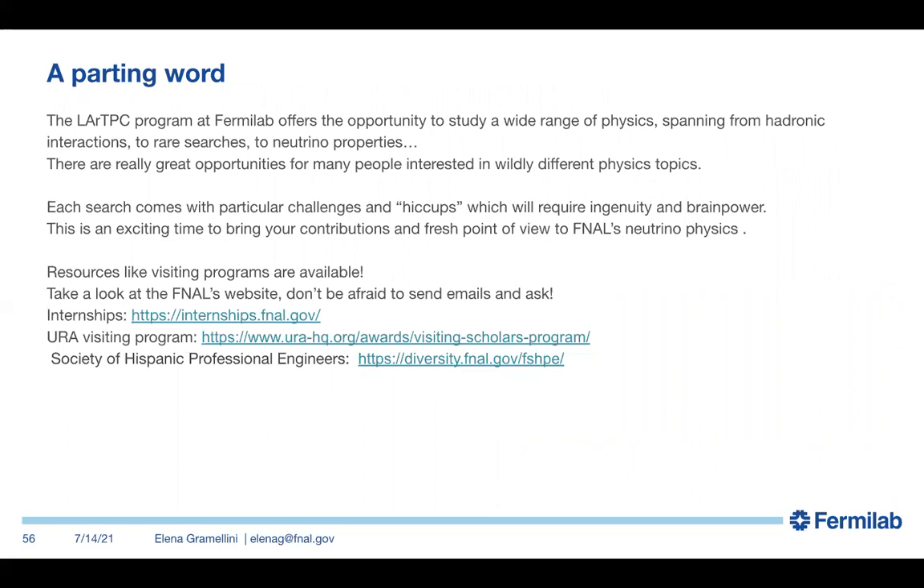Again, we do a lot of different physics. So hopefully I gave you a taste of the LArTPC program at Fermilab, from hadronic interactions to rare searches to neutrino properties. Each search comes with particular challenges and hiccups, which will require ingenuity and brain power. And it would be exciting if you could come and help us with this.